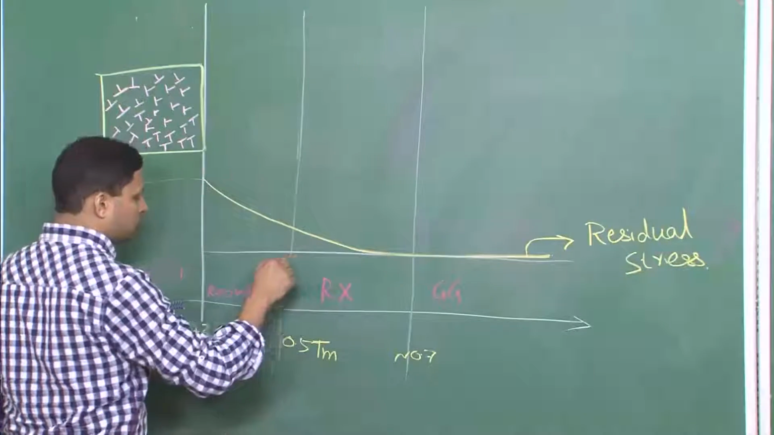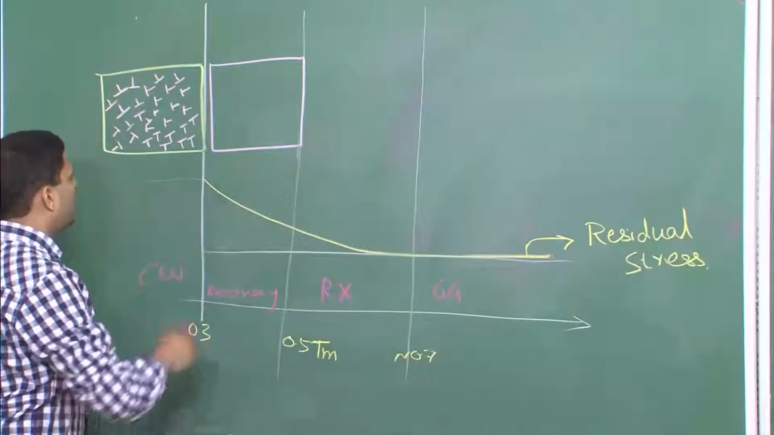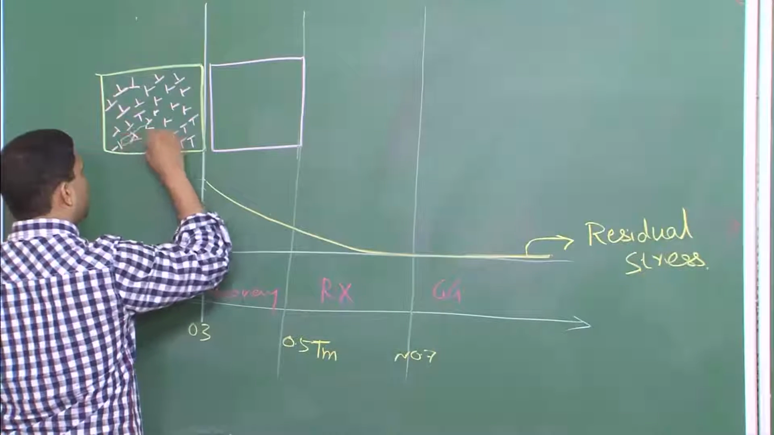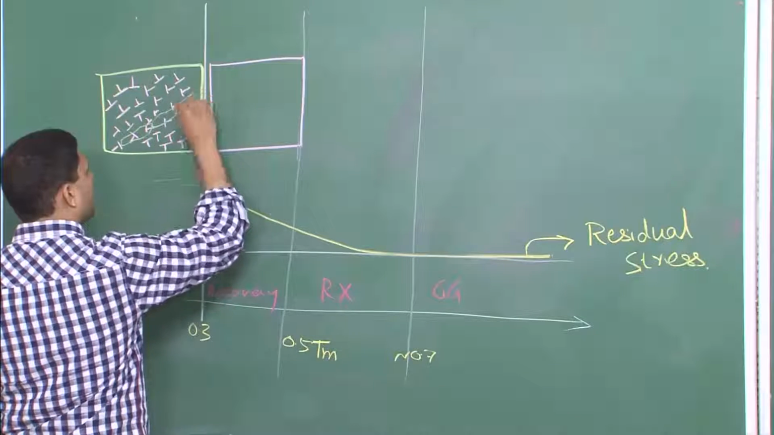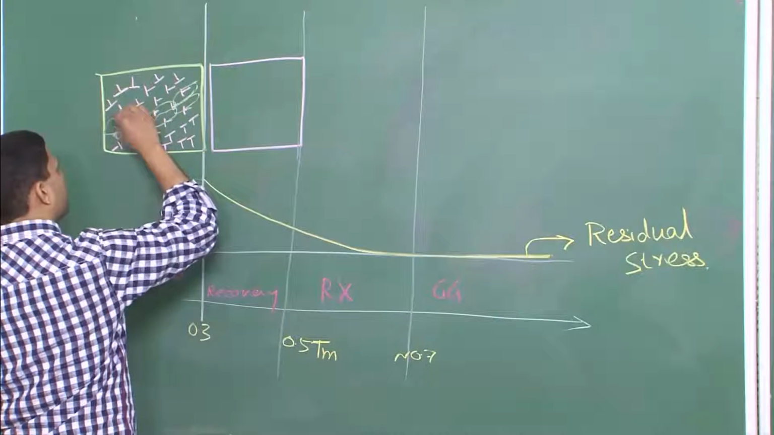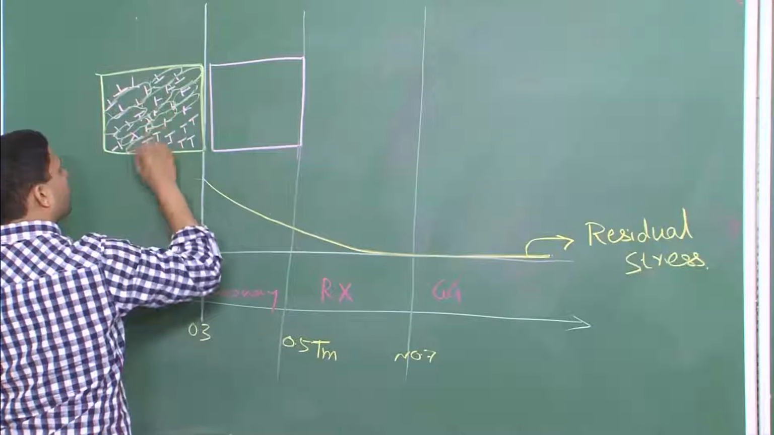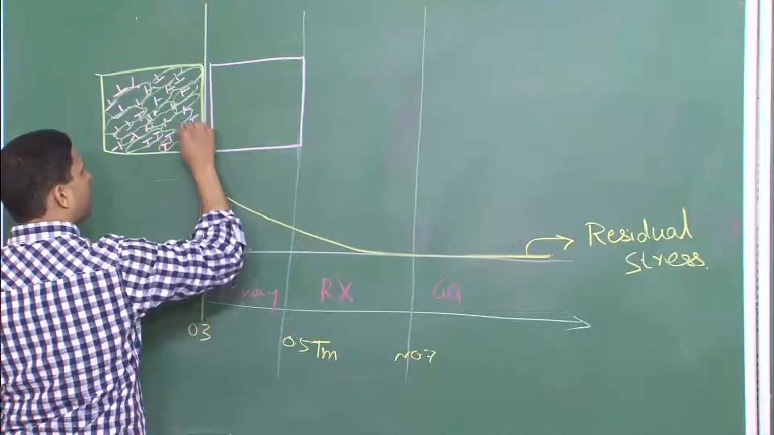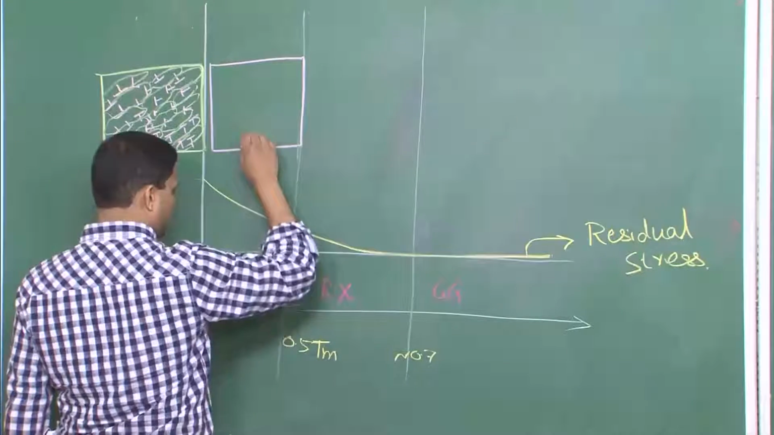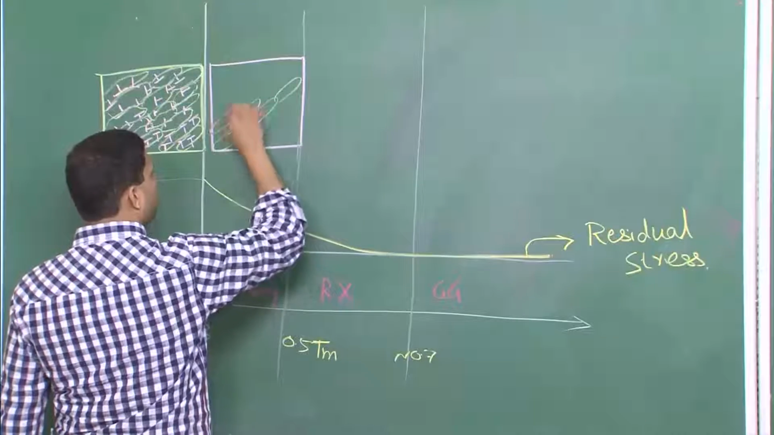Now, when you get to the recovery zone, and let us say there are these grains, elongated grains somewhere like this. So, these are elongated grains, and when you are in the recovery zone, the grain sizes do not change. We have already shown that.